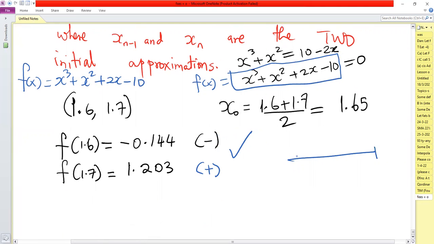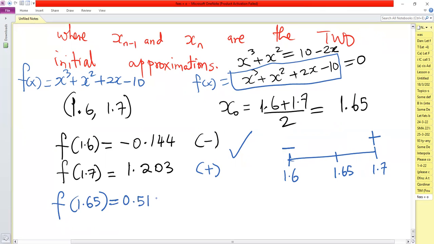So we have 1.6 and then 1.7, and then here we have 1.65. The sign of this is negative, the sign of the value here is positive. And so we need to determine the sign at 1.65. When you put 1.65 into this function, you will get 0.514625, which is a positive value.